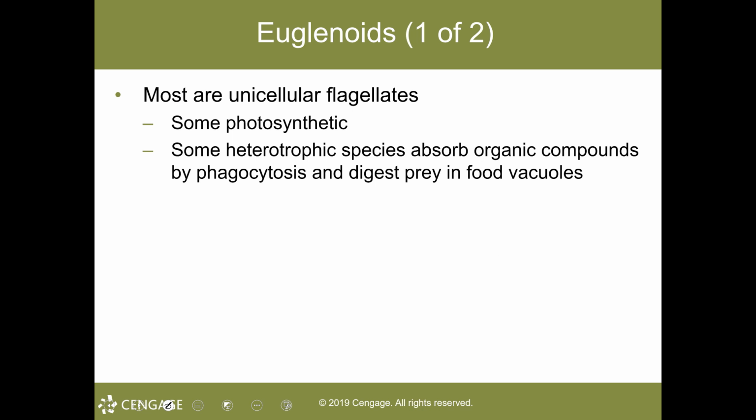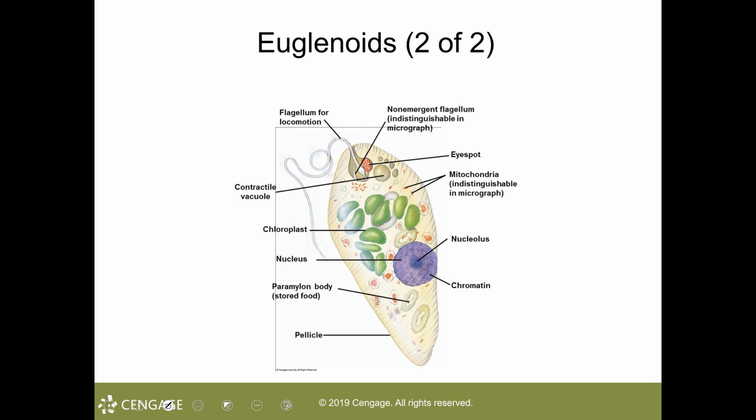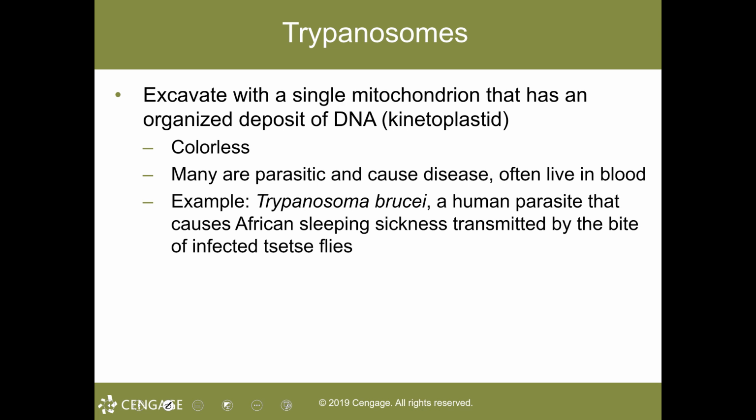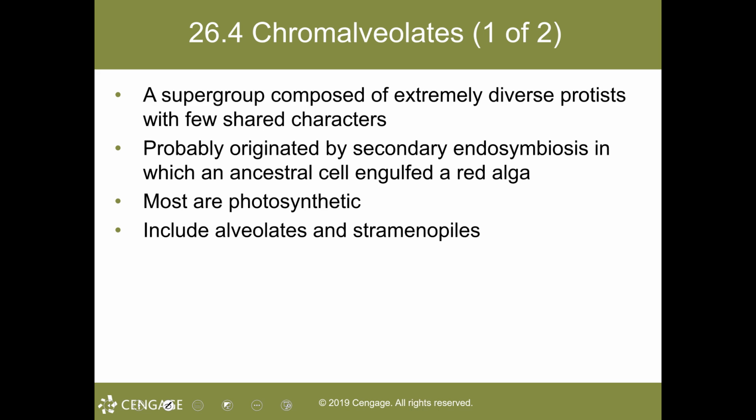So with euglenoids, most are flagellates, and some are photosynthetic, and then some are heterotrophic. So they look just like this. And then, of course, I've already gotten to the trypanosomes. So next up, class, are the chromalveolates. This supergroup, class, is extremely diverse with few shared characters. And with this, most are photosynthetic.